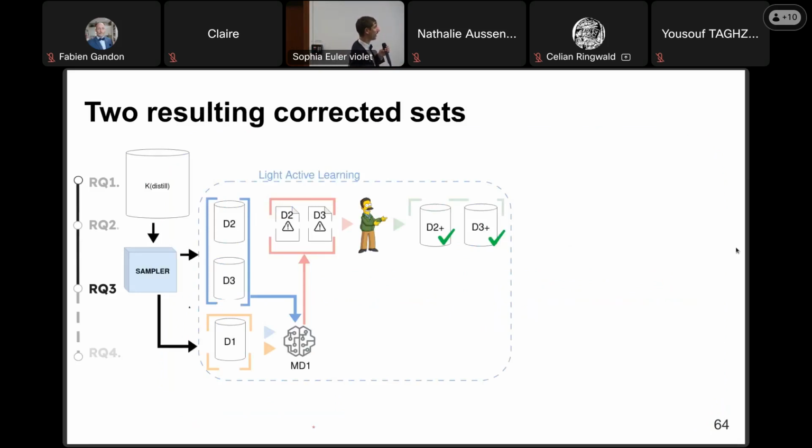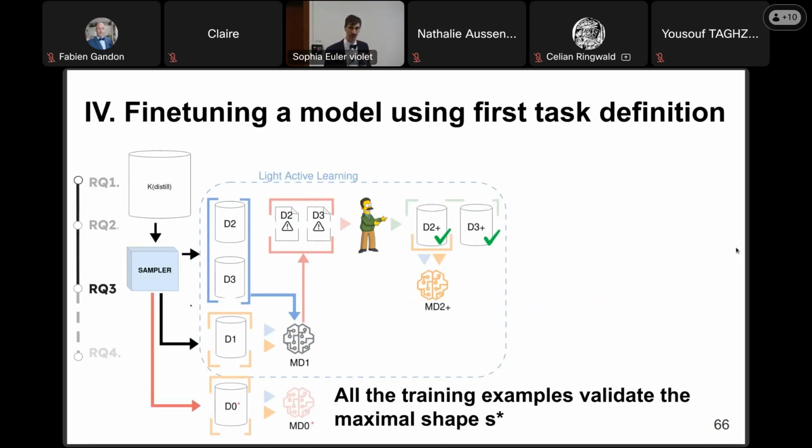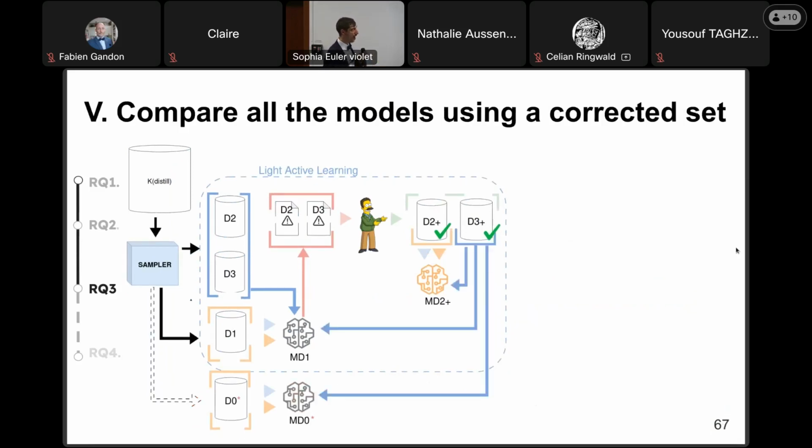They are named D2+ and D3+. The first corrected data set will be used to fine-tune a model. And finally, as we also wanted to compare our approach with the first task design, we fine-tune another model using training examples that validate each time the maximal shape. We now use our last corrected data set to compare all our models.